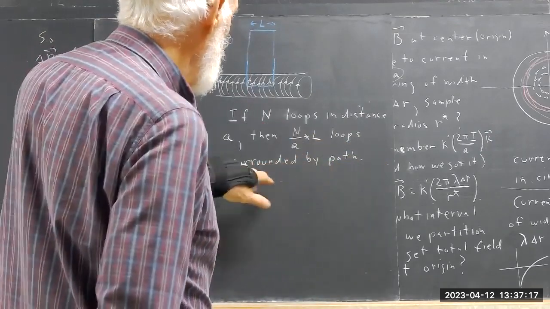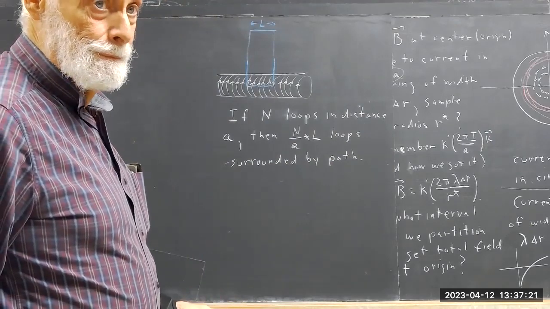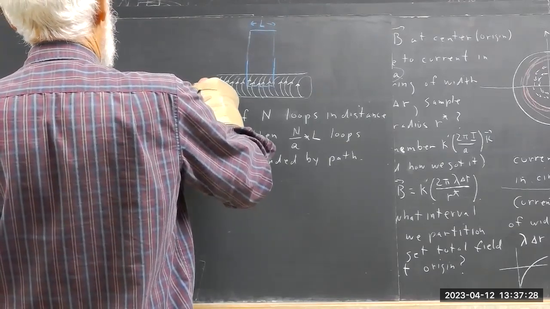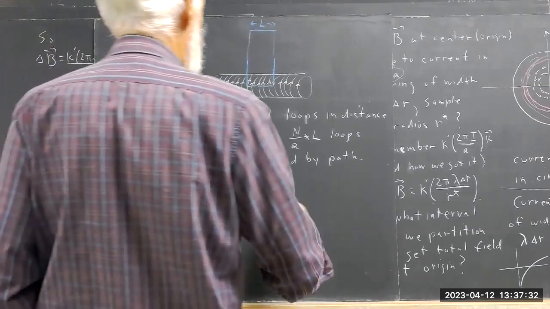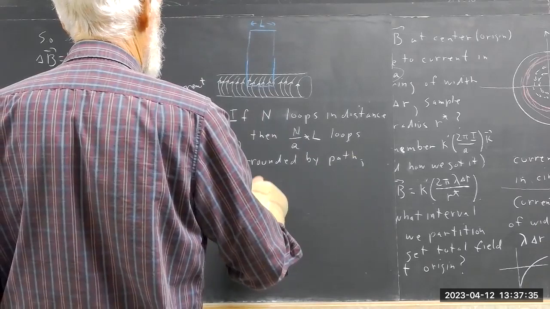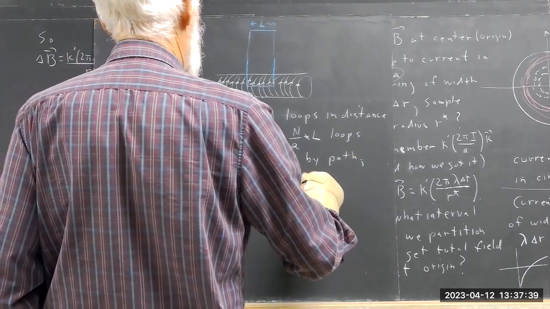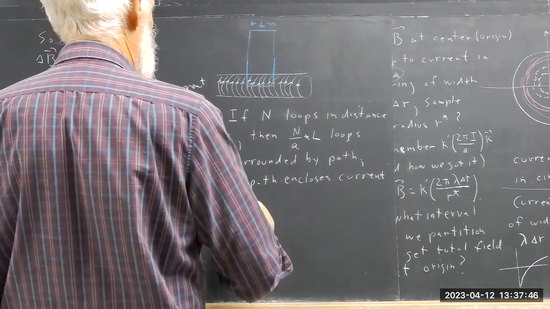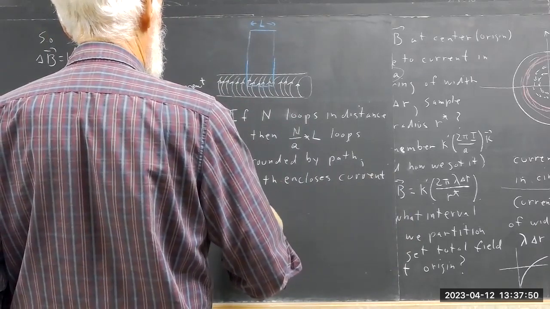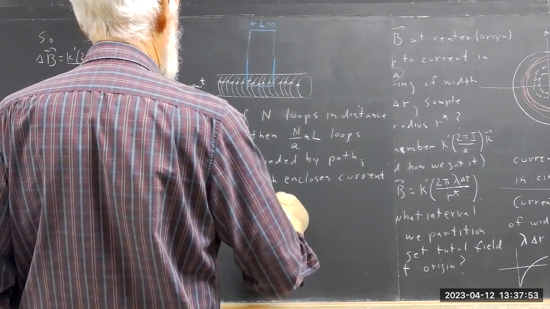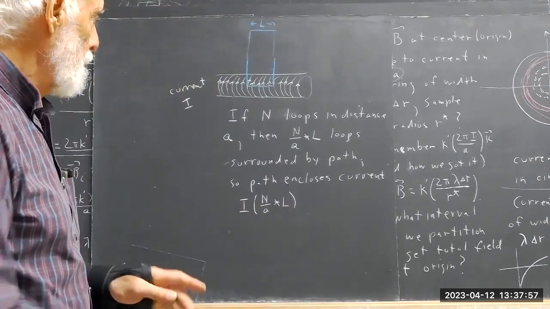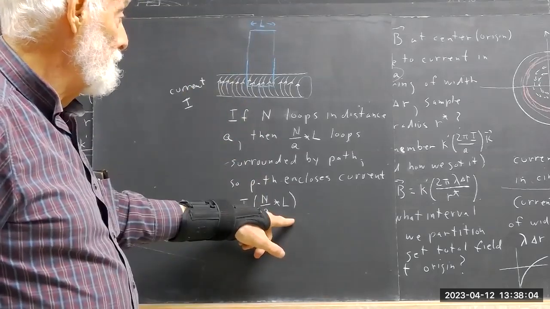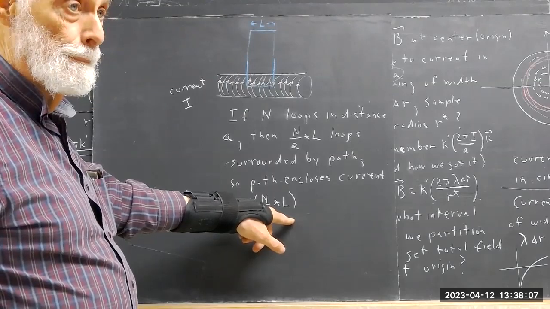Then you've got N over A times L loops surrounded by that path. Okay. Let's say we have a current I. Take the current in the wire. The wire penetrates the loop this many times, and you get this total current.